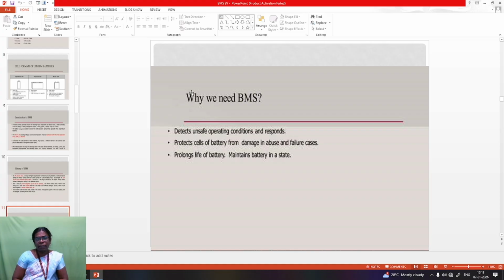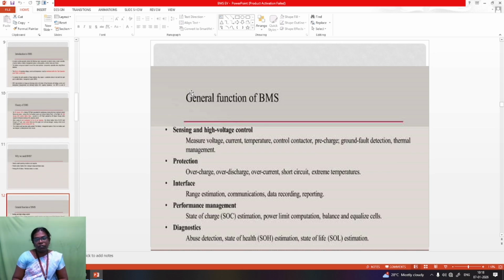And why we need a BMS: to detect unsafe operating conditions and respond. Very important, right? And to protect the cells of the battery from damage in abuse and failure cases, prolong the life of the battery, and maintain the battery in a safe state. So the functions are sensing and high voltage control: measure voltage, current, temperature, and control contactor, pre-charge, ground fault detection, thermal management. And protection: overcharge, over-discharge, overcurrent, short circuit, extreme temperature.